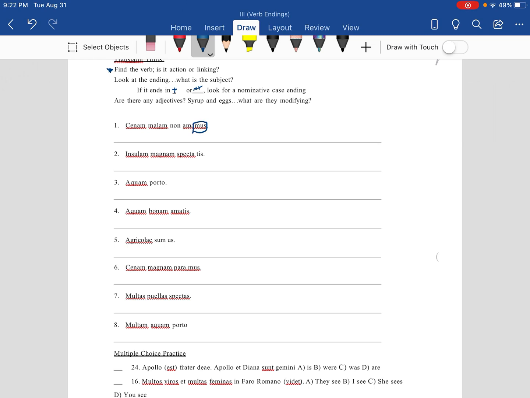Amamus, and the subject is we, and we've got a non in there. We do not love. And here are accusatives, am, and this am is matching the canam. We do not love a bad dinner.